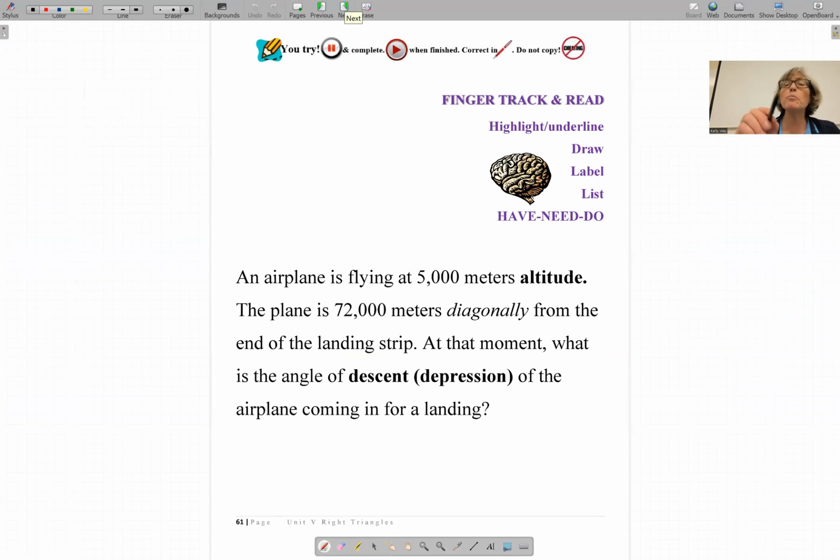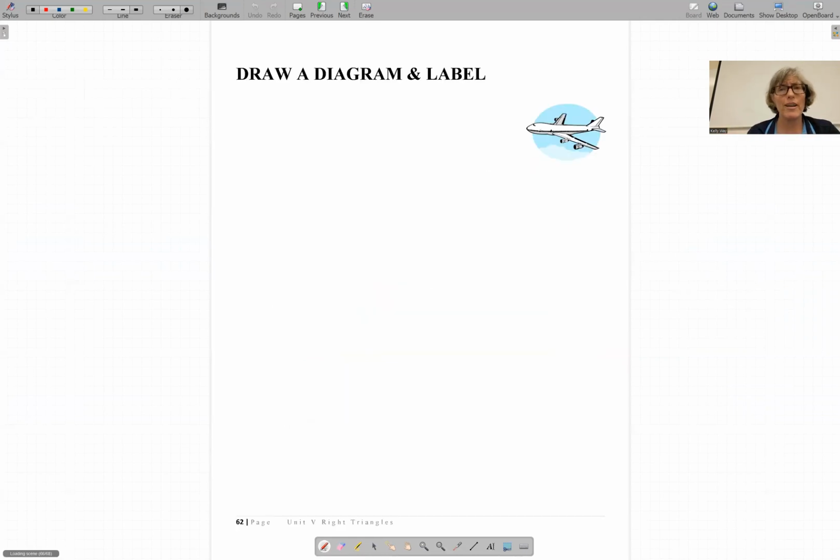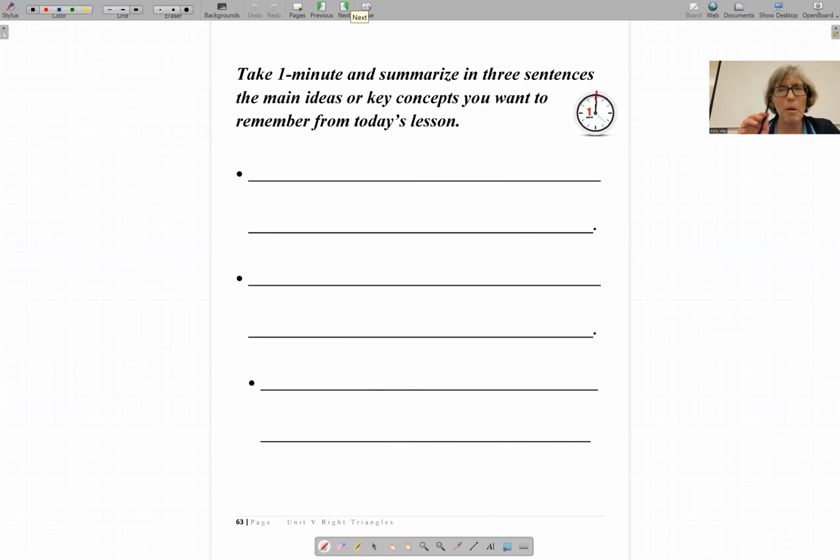This problem you're going to do completely on your own. I will check for accuracy for your own preview notes. Remember to summarize what you've learned.